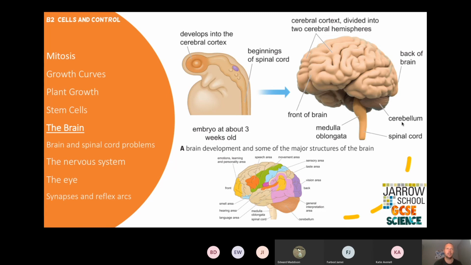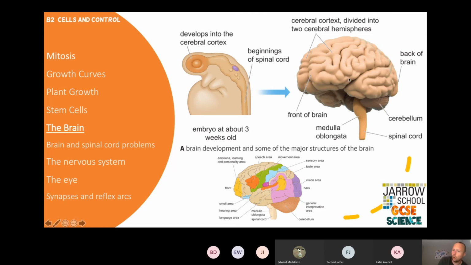So questions you could get on this, it might be like, yeah, this tightrope walker, what part of the brain would you find is more developed? Would be the cerebellum, because balance, fine motor movement happens there.